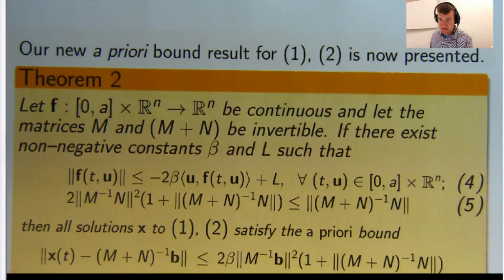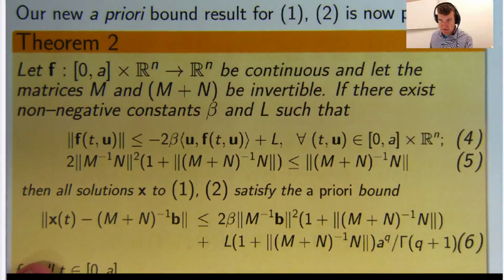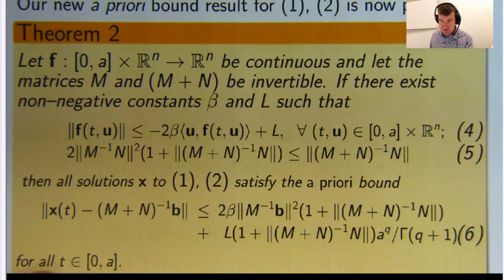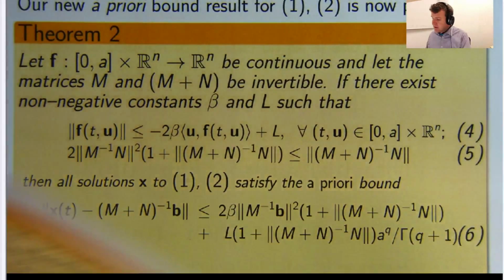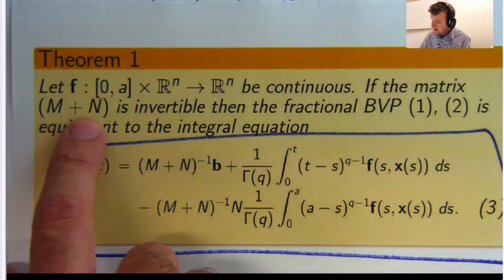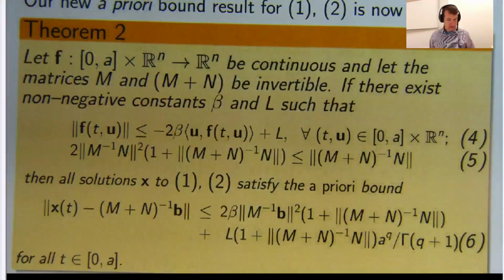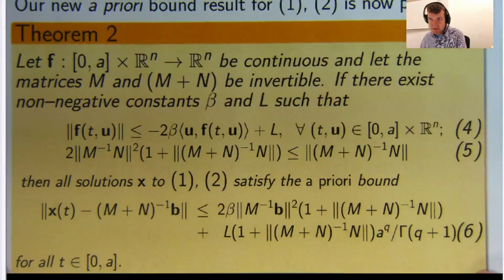Okay, so here it is. This is our main result now. So let me see if I can squeeze that in there. All right, so we present our main result. By the way, in here you can see why this has to be invertible, because you've got the inverses here. All right. Okay, so let's just go through this.